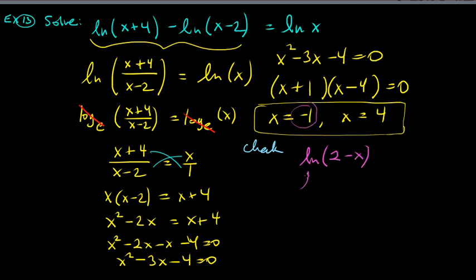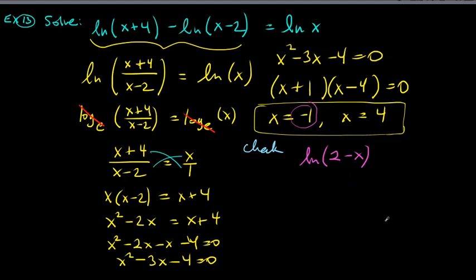If you plug that in, look what happens. You get 2 minus negative 1, which is the log of positive 3. There's nothing wrong with the log of a positive number. So you can see, even though x is negative, when you plug that in, you're not taking the log of a negative number. Okay? So that can happen sometimes. Just be aware that just because it's negative doesn't mean it's wrong. Just because it's positive doesn't mean it's right either.